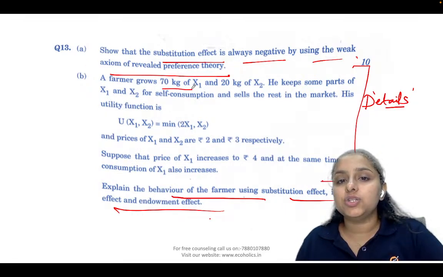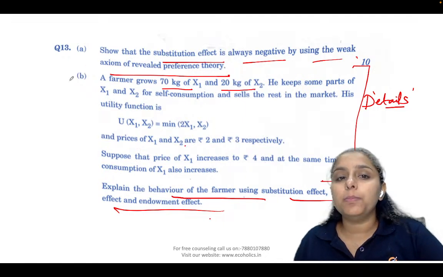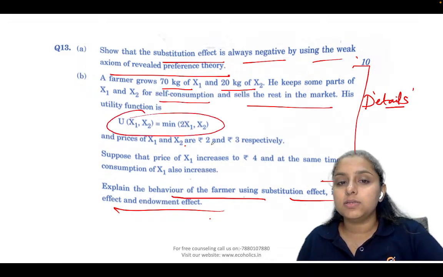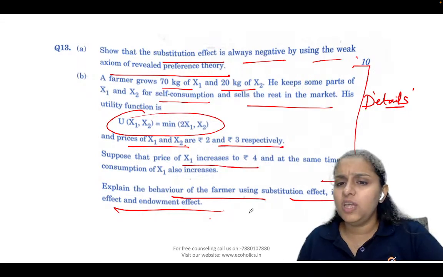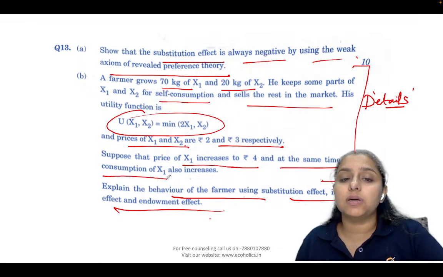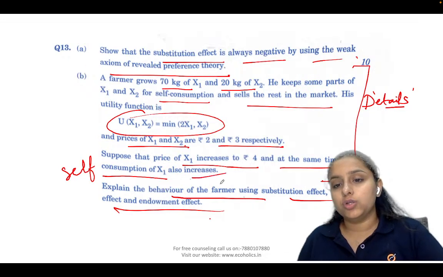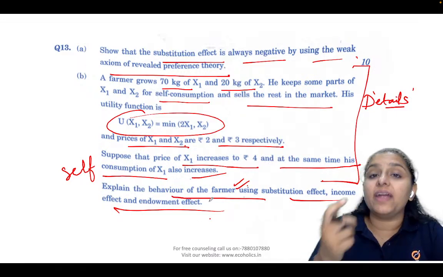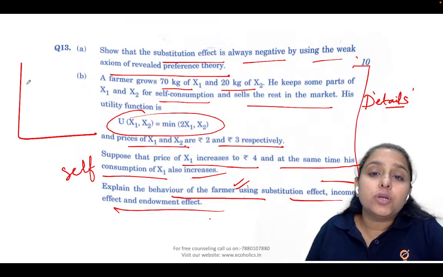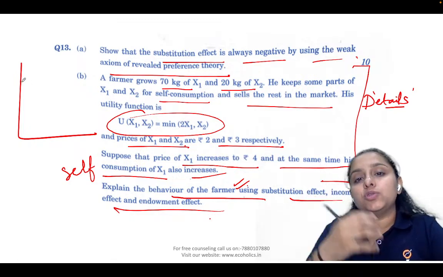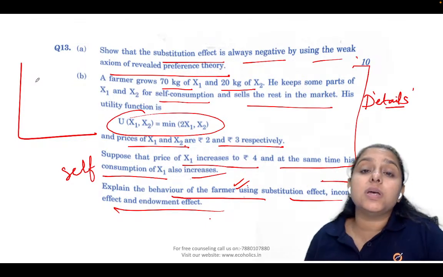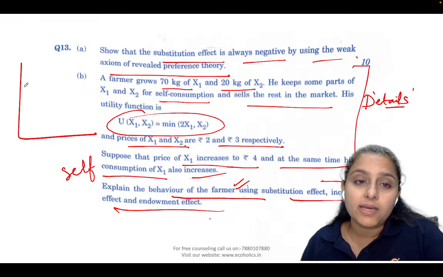The farmer grows 70 kg of X1 and 20 kg of X2. He keeps some part of X1 and X2 for self-consumption and sells the rest in the market. The utility function is given, and the prices of X1 and X2 are given. Now it is said that the price of X1 increases to 4 and at the same time his consumption, meaning the self-consumption, also increases. So you have to talk about substitution. Here we are going to break down the effect. We will be using the utility function, the utility curve, and the budget line, and then break down the price effect to show the substitution effect and income effect and how it changes.